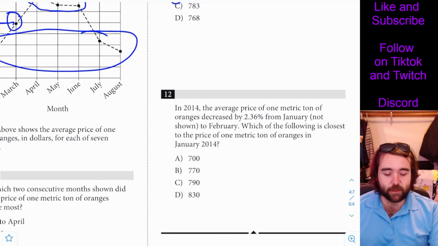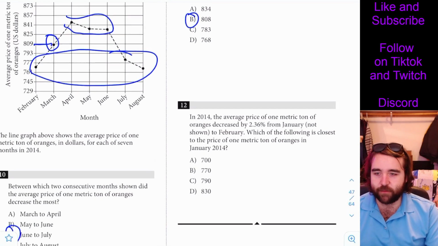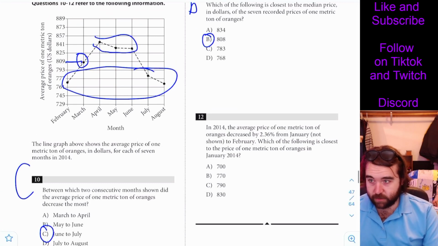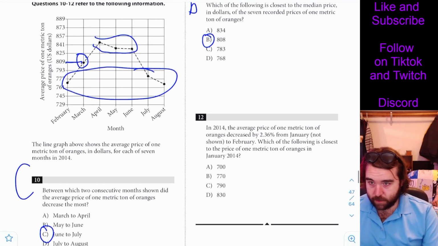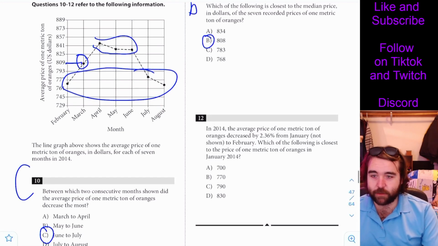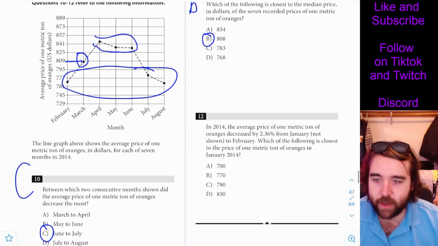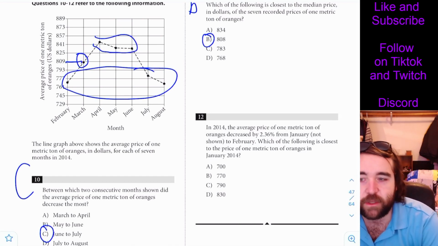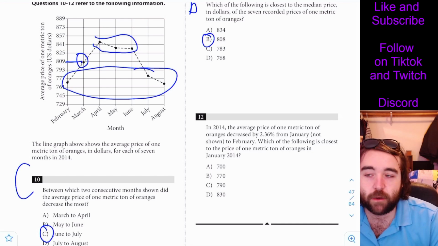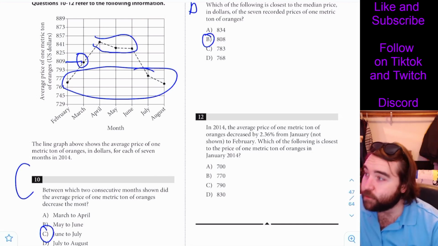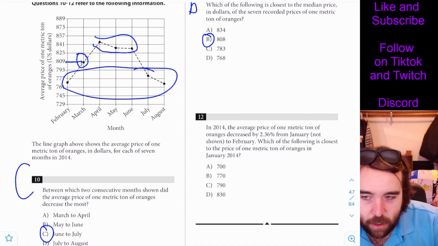In 2014, the average price of 1 metric ton of oranges decreased by 2.36% from January to February. Not shown. Which of the following is closest to the price of 1 metric ton? All right, so we might whip out the calculator for this one. Anytime there's a percent, here's the mistake people are going to make. They're going to say, well, if it was a 2.36% decrease from January to February, that means from February to January is a 2.36% increase. But no, that's not at all how percents work.